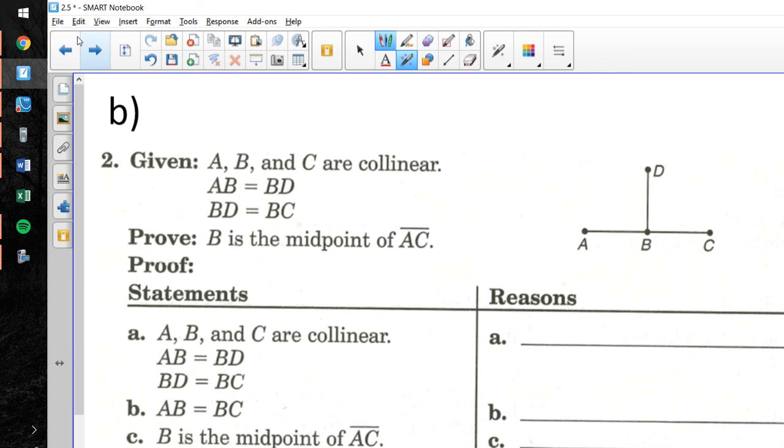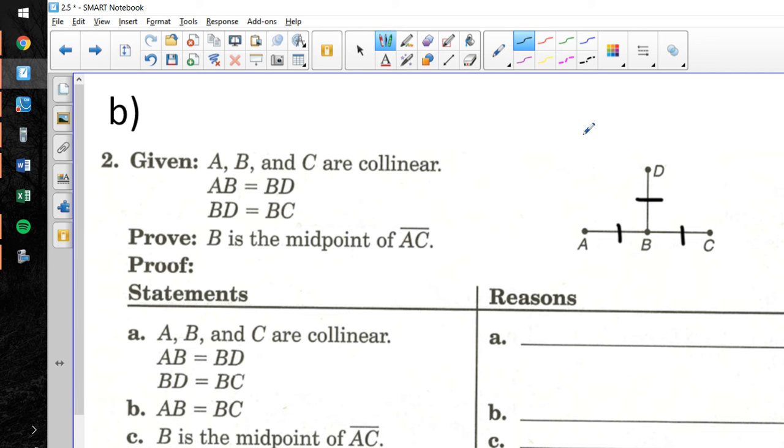Let's move on to B. Taking a look at our given statements, they're telling us here that A, B, and C are all collinear points, and that the measure of AB is equal to the measure of BD. So it might not be a bad idea to go ahead and do some tick marks showing that AB and BD are congruent. But they're also telling us now that BD and BC are congruent. Well, since BC already has one tick mark, we'll put one tick mark on BD.